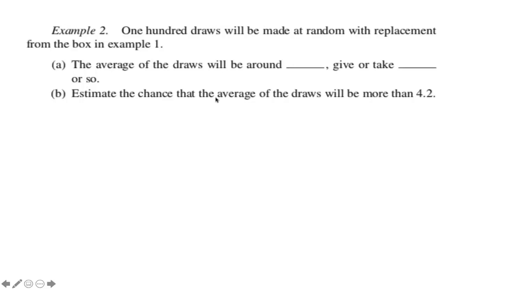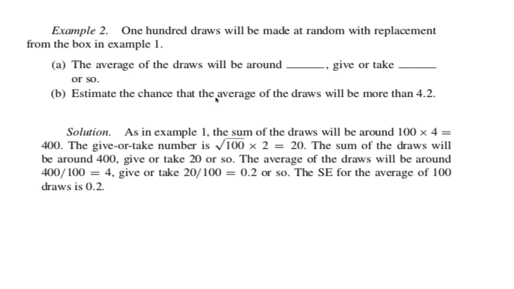So say I pick 100 draws from the same box as earlier, with replacement. We're going to find the average of the draws and the expected value for the average, as well as the standard error for the average. And then we want to calculate the probability that the average of the draws will be more than 4.2. Same as example 1, the sum of the draws will be 100 times the average of the box, which is 400. So if I pick out 100 draws, I expect my sum to be about 400.